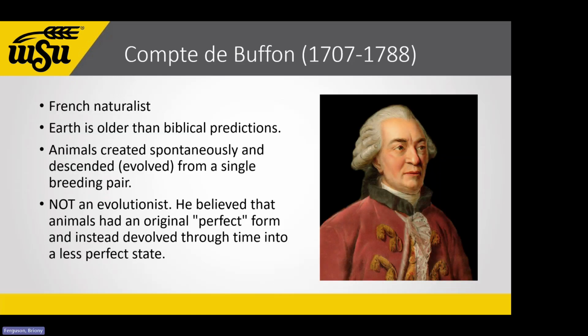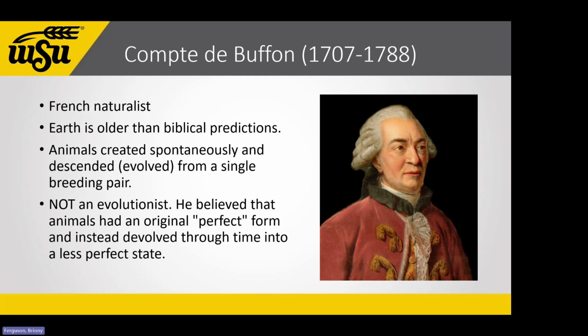Moving on to some early scientists. We're going to start with Comte de Buffon. He was a French naturalist. He also believed that Earth was older than biblical predictions. So during Buffon's time, things were very, very religious. Everything was based around the Bible, around the church. They controlled science, they controlled how history was told, pretty much all aspects of thought and daily life.